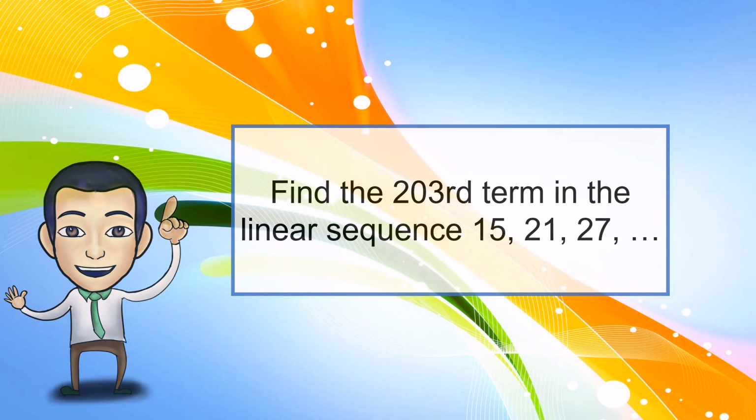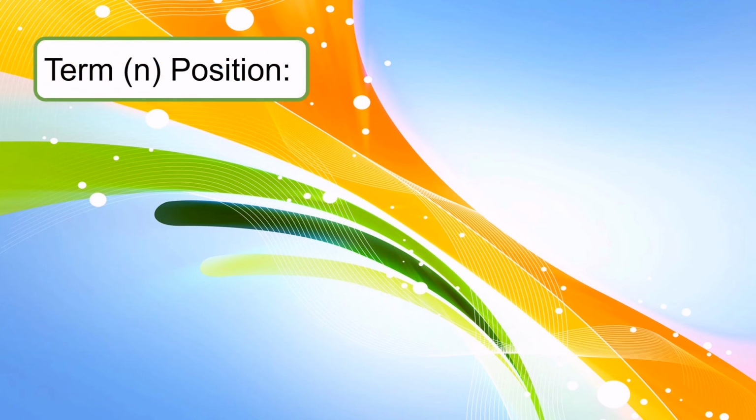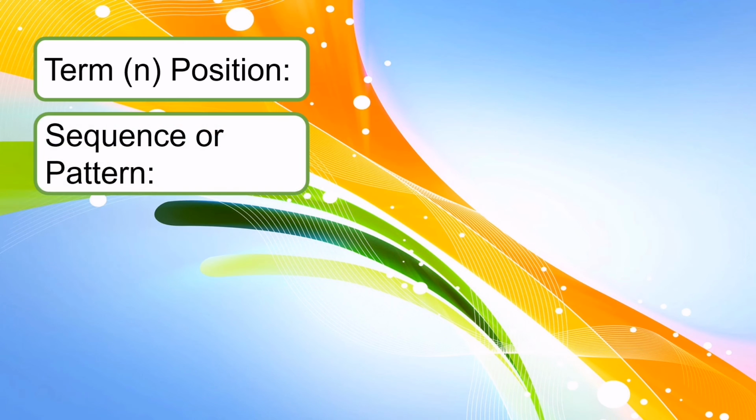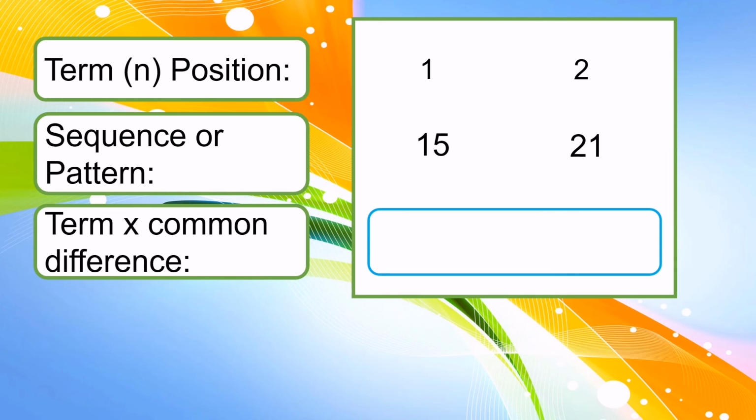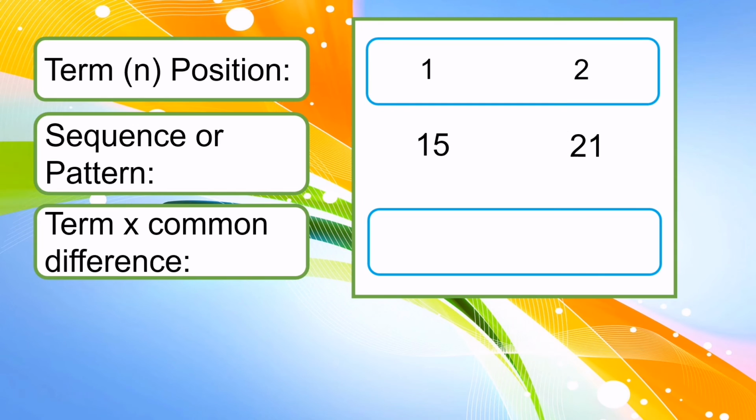Okay, let's find the rule by following this format. Our first term is 15 and our second term is 21. So let's get the value of this area by multiplying the number here from our common difference, which is 6. So 1 times 6 is equal to 6 and 2 times 6 is equal to 12.